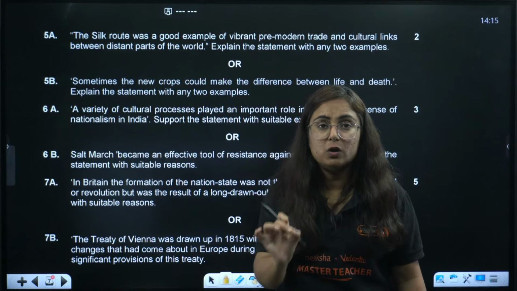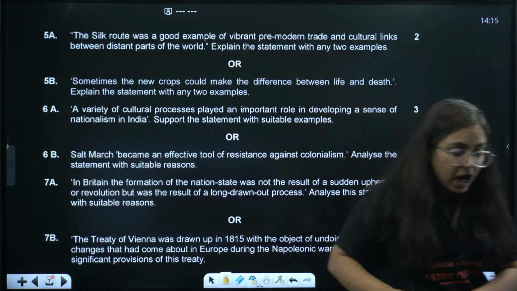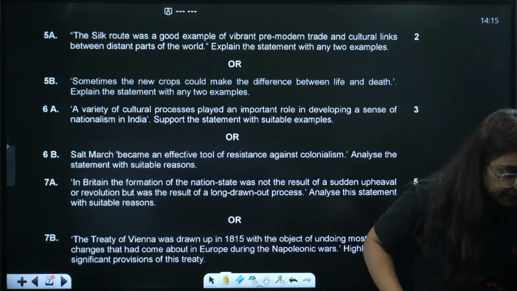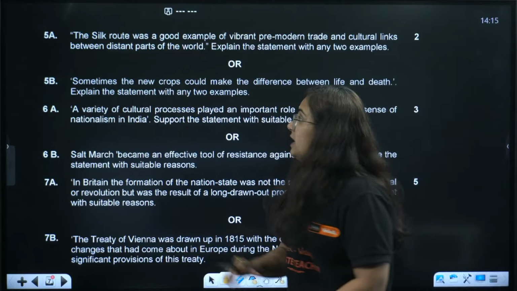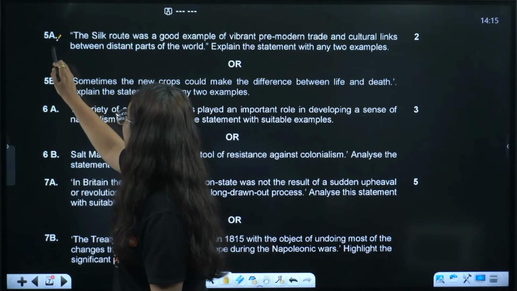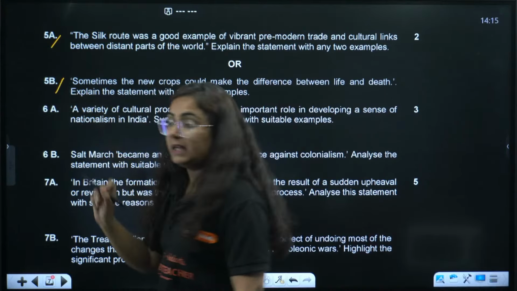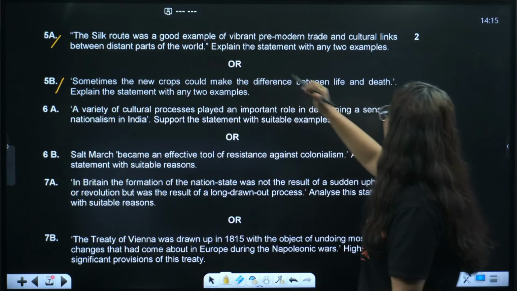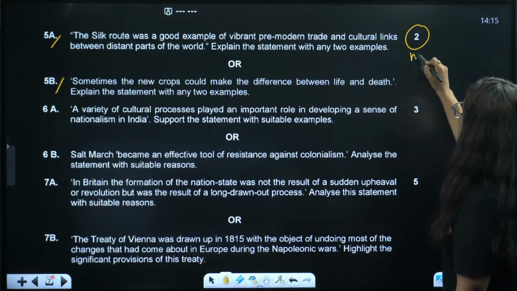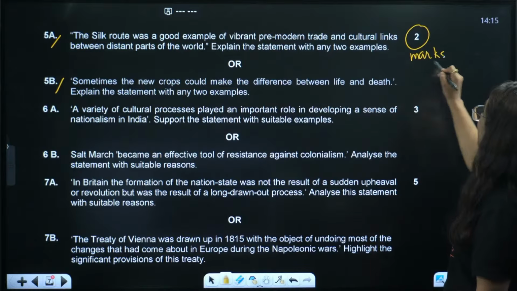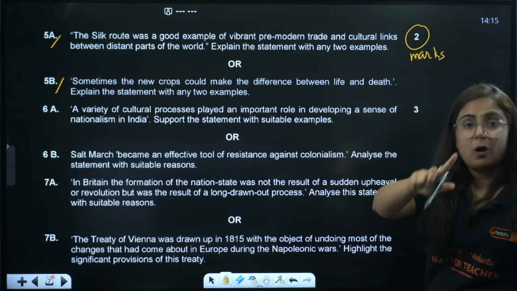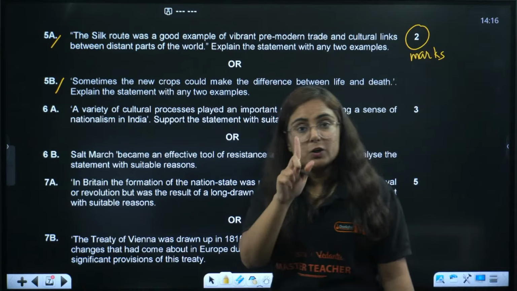What we are going to do is solve each of them: how to solve them and how to write them. This your teacher is going to tell you right now. The question says 5A and then we have 5B. Pay attention, this question is for how many marks? This one is for 2 marks. We have one question in history for 2 marks.